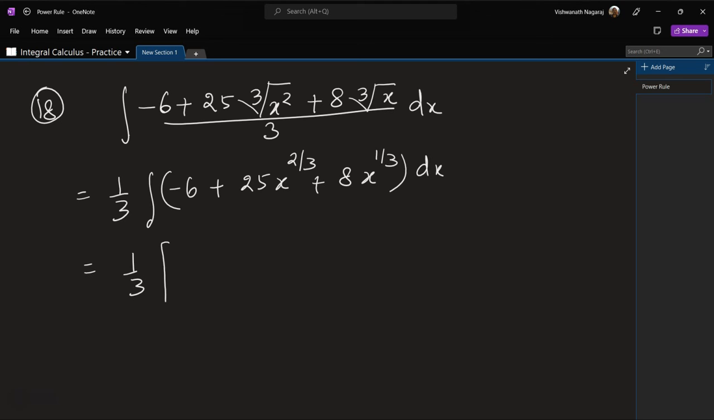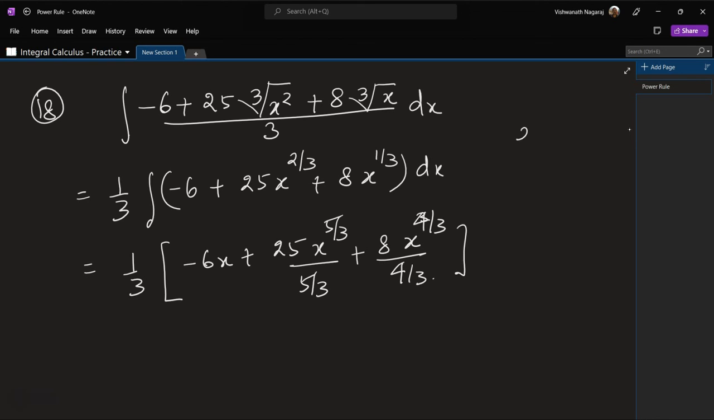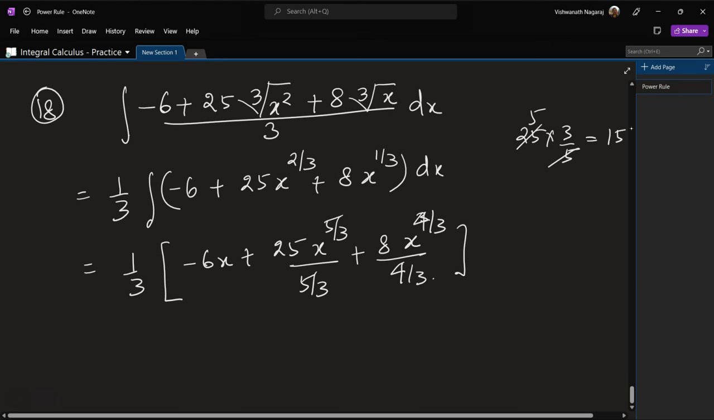Now 1 by 3 times minus 6x plus 25 x to the power of 2 by 3 plus 1. So that gives us 5 by 3, divided by 5 by 3, plus 8 x to the power of 1 by 3 plus 1 is 4 by 3, divided by 4 by 3. So here 25 times 3 by 5. So 5 fives and we get 15. And similarly here 8 times 3 by 4, 4 twos 8, which gives us 6.